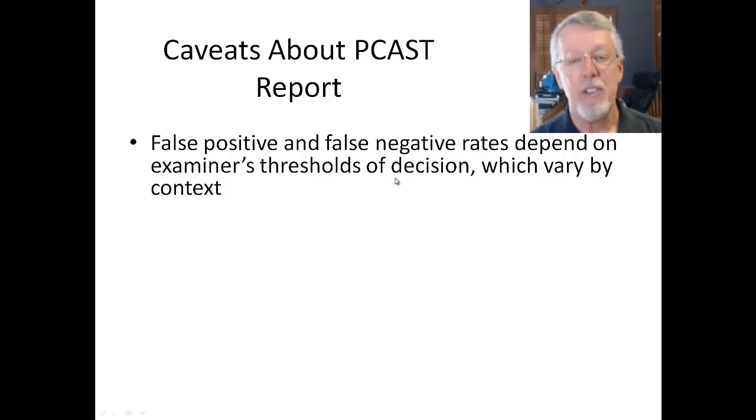And that threshold of decision is likely to vary depending on context. And what that means is that the threshold of decision that's applied while examiners are participating in a black box study may not be the same threshold of decision that's applied when they're doing routine casework. And so these black box studies could underestimate or overestimate the rate of true and false positives.